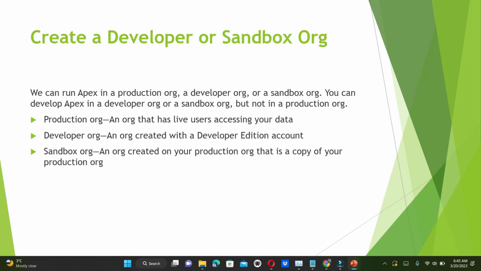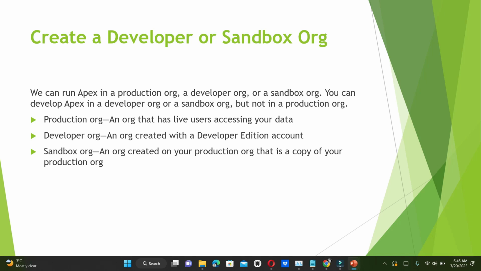We can create a developer or sandbox org, and we can run our Apex in a production org, developer org or a sandbox org. But we cannot develop Apex in a production org. The development of Apex can be done in a developer org or a sandbox org. So let's understand what a production org is: an org that has live users accessing your data. So basically that is your live application, right? Where users are accessing the company's data.